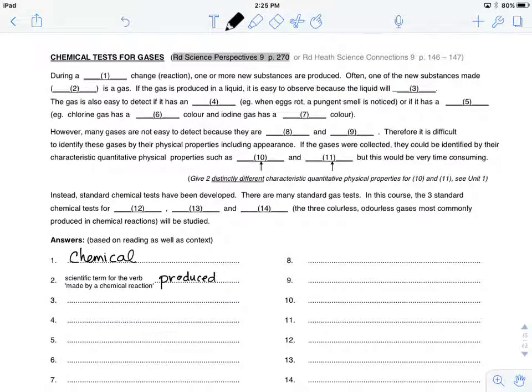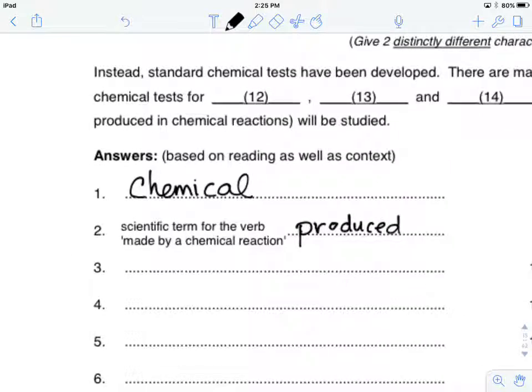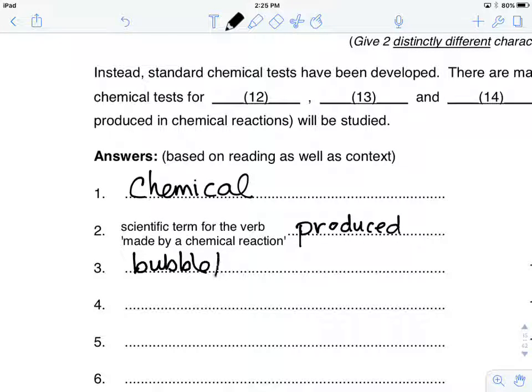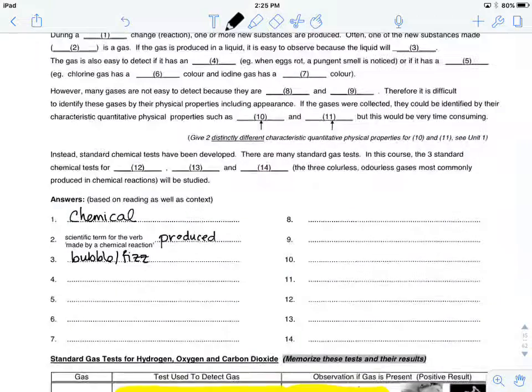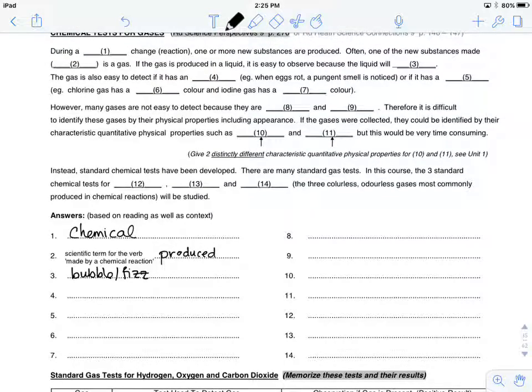All right. If the gas is produced in a liquid, it's easy to observe because what will the liquid do? It starts to fizz. Yeah, that's right. It starts to bubble or fizz. So we can say bubble or fizz. But just because you know that the gas is being produced doesn't mean you know what gas it is.